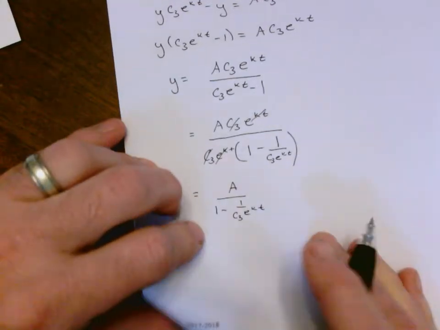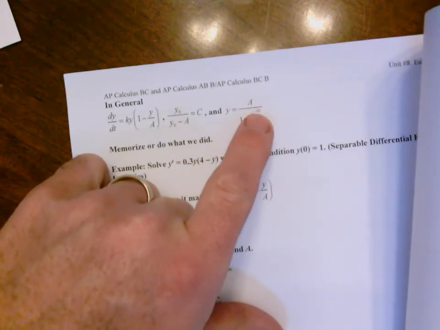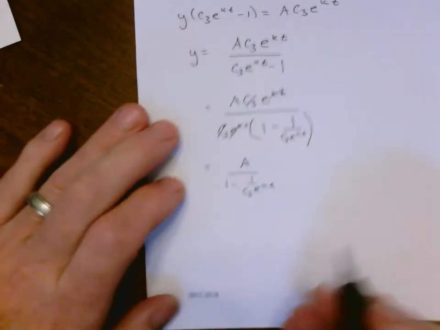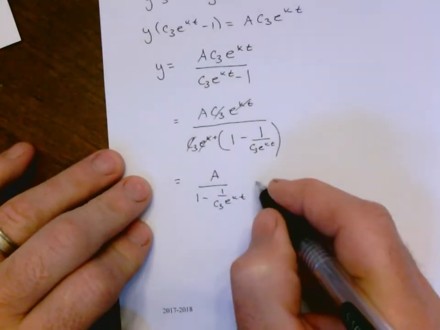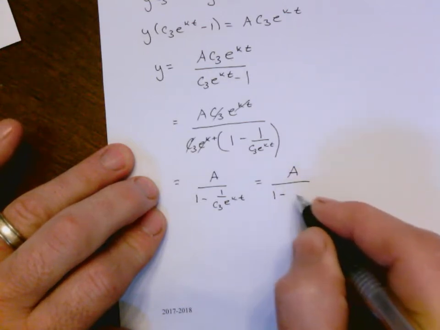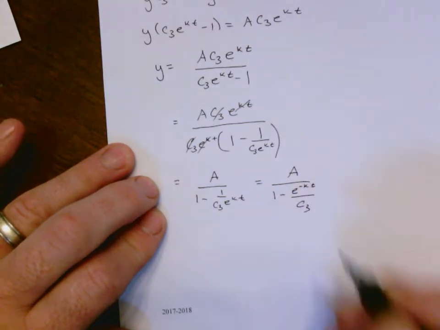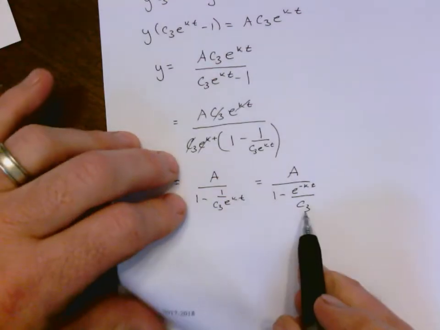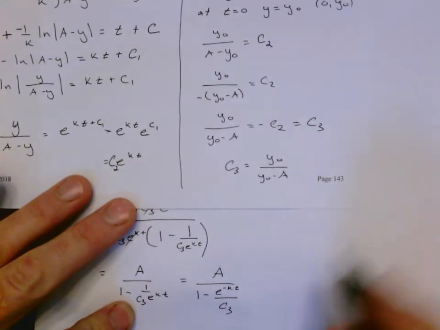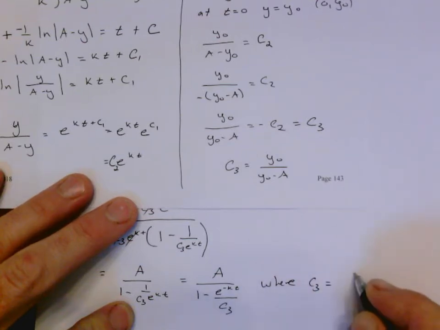So this is equal to a all over 1 minus 1 all over c3 e to the k t power. Let's go back and see if that's what we're trying to find. Well, we have it written here as a negative power. Ours is as a positive power, so we can go ahead and bring this up. So this is equal to a all over 1 minus e to the negative k t power all over c3. And this is where c3 is equal to y naught over y naught minus a.